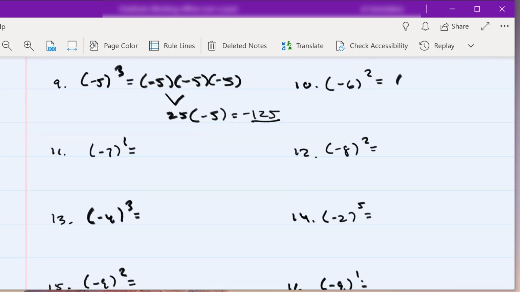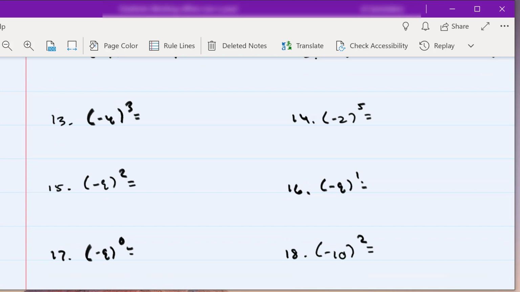Minus 6 squared is minus 6 times minus 6, which is 36. Minus 7 to the power of 1 is minus 7, unchanged. Minus 8 squared can be written as minus 8 times minus 8, which is plus 64.